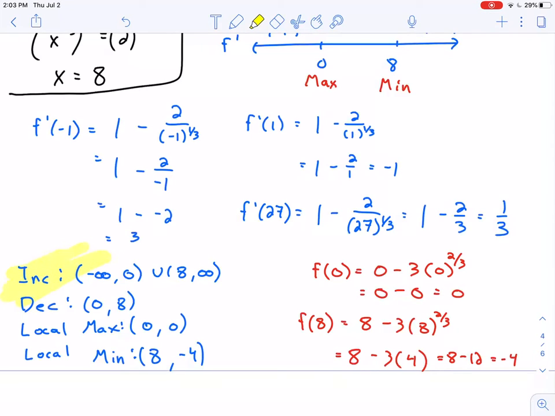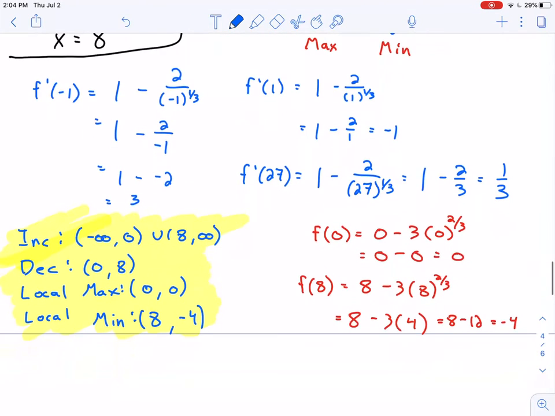And that's everything I can get out of the first derivative. I figured out where my function is increasing, I figured out where my function is decreasing, and I've found my local extrema, which means I think we're ready to talk about the second derivative.